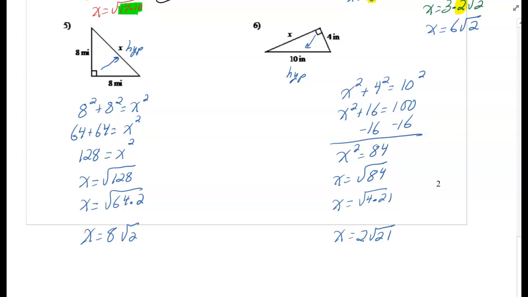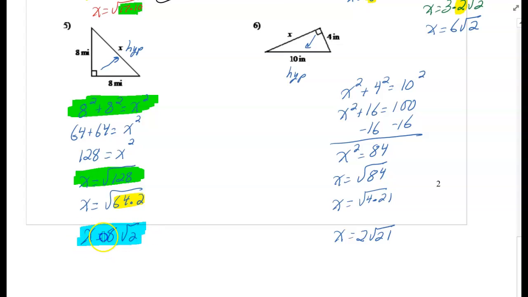So let's take a look at how you did on problems 5 and 6. So for number 5, the hypotenuse is x, so this is the main equation highlighted in green. Going through the algebra, you get x equals square root of 128. 128 breaks down to 64 times 2, and then the square root of 64 gets you the final answer of 8 square root of 2.